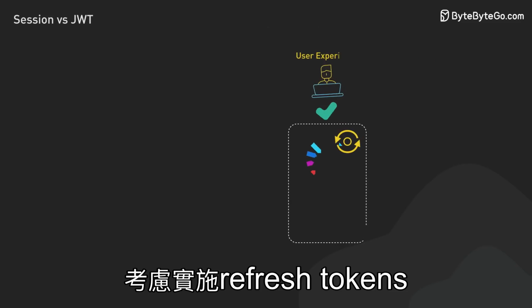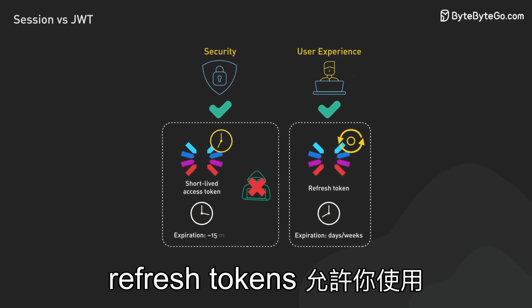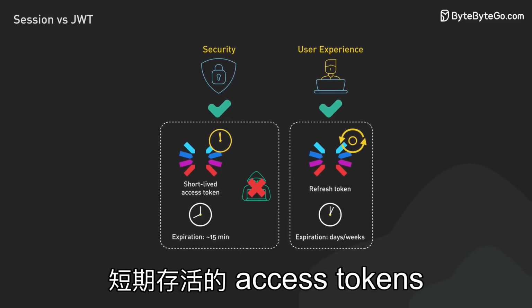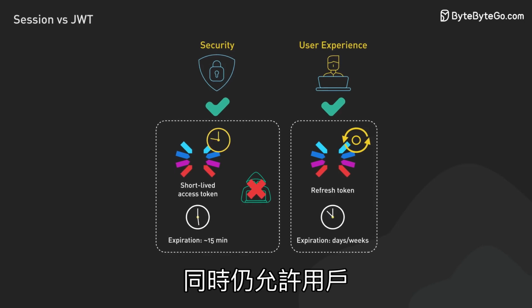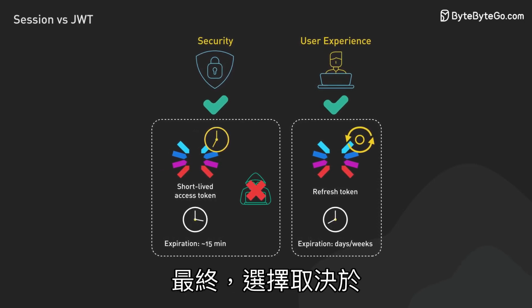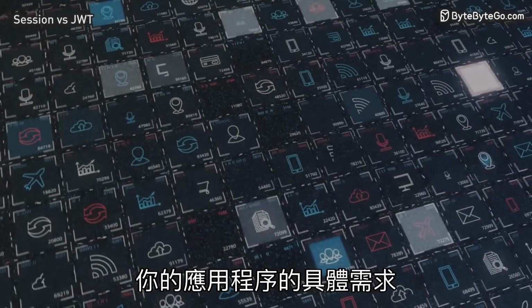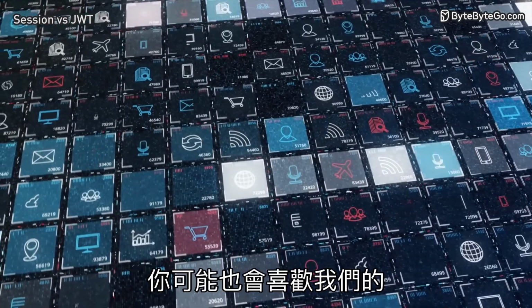If you do choose JWTs, consider implementing refresh tokens to balance security and user experience. Refresh tokens allow you to use short-lived access tokens to limit the window of potential misuse, while still allowing users to remain authenticated for an extended period. Ultimately, the choice depends on the specific needs and architecture of your applications.